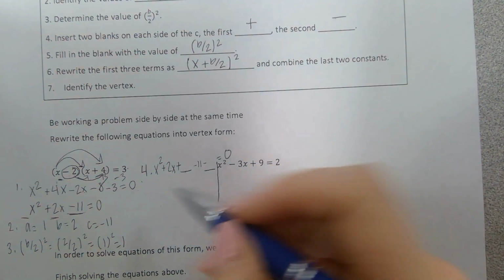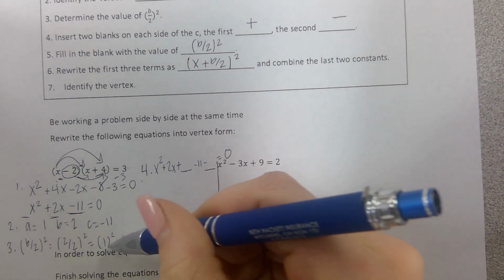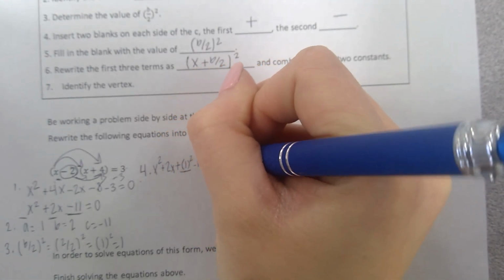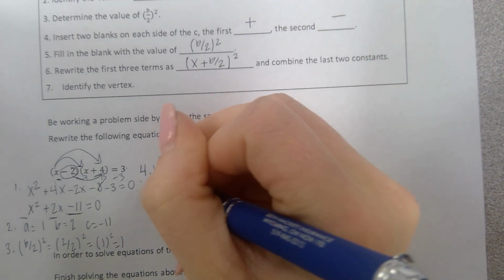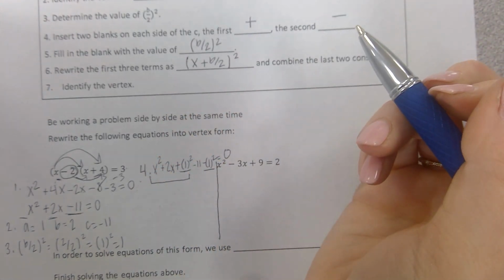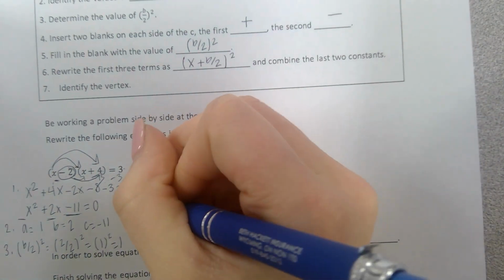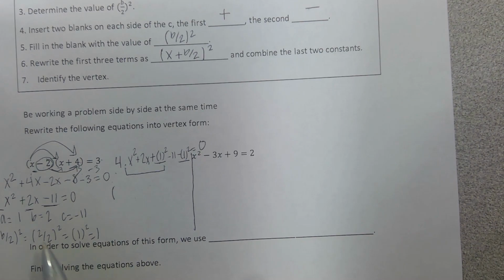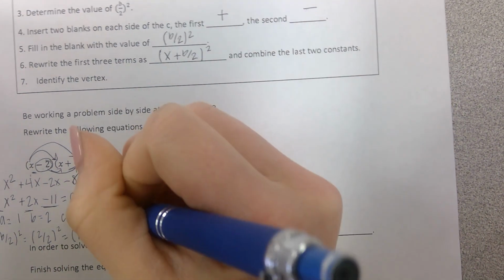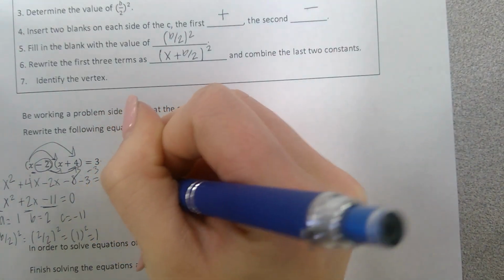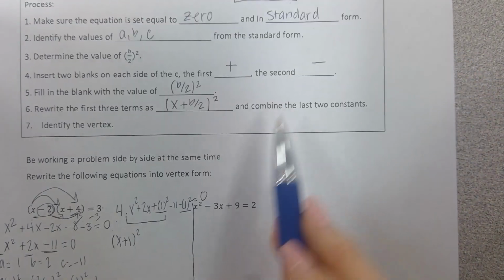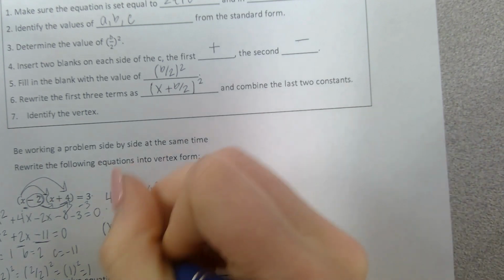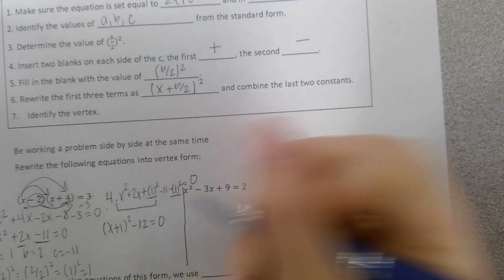So next we're going to fill in these blanks. That's step 5. We're going to take our value of b over 2 squared. So that's 1 squared. Plug them in. Rewrite these first 3 terms. We can do x plus b over 2 all squared. So my value of b over 2 is 1. So I can do x plus 1 all squared. And then I have to combine my last 2 constants. So negative 11 minus 1 is minus 12 equals 0.